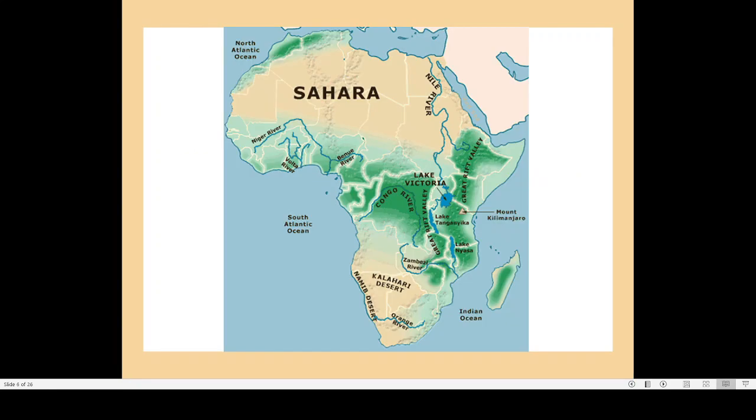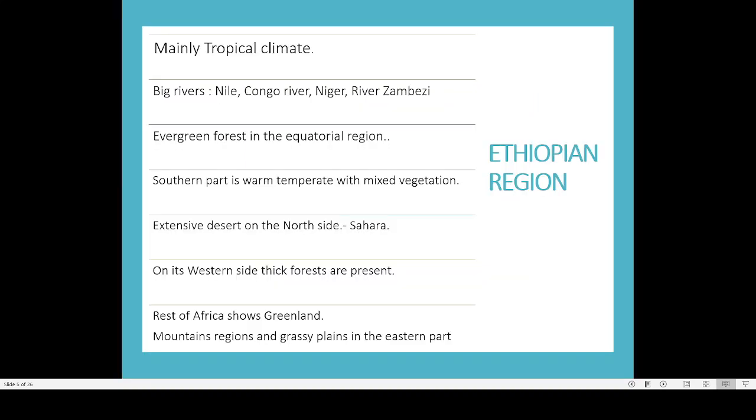See, you can find the Sahara, the Kalahari desert, and the Namib desert. If you exclude the Sahara, Kalahari and Namib deserts, most other parts of Africa are actually green. The middle of Africa is green in color, and it is completely favorable for the survival of humans. So that is one big point.